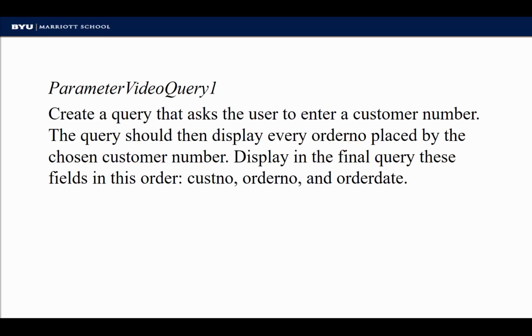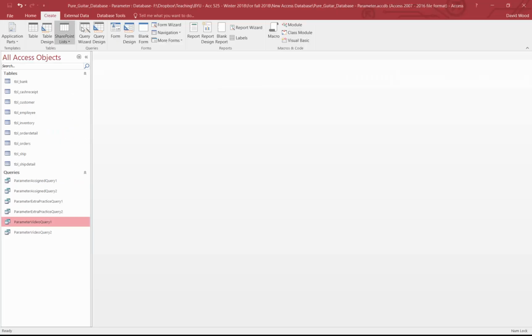So, first question, create a query that asks the user to enter a customer number. The query should then display every order number placed by the chosen customer number. Display in the final query these fields in this order: customer number, order number, and order date. So the key here is that the query asks the user to enter a customer number. So let's go ahead and pull up Access and go through this one.